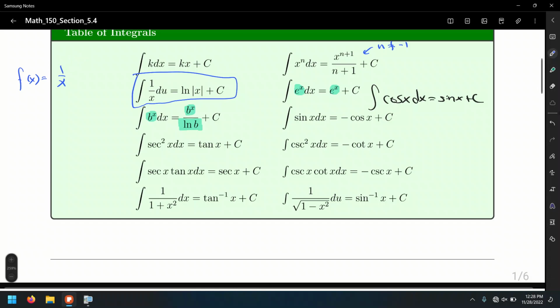The graph of this function looks like this. Notice the domain of this function. The domain is all real numbers except 0. In other words, the domain of the function f of x equals 1 over x accepts both positive and negative numbers except 0.